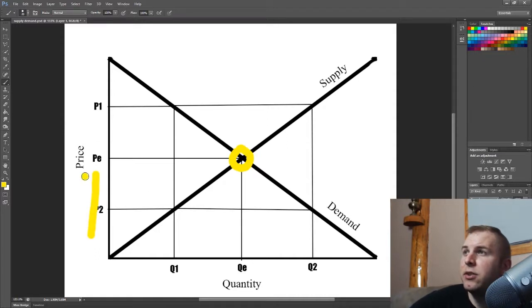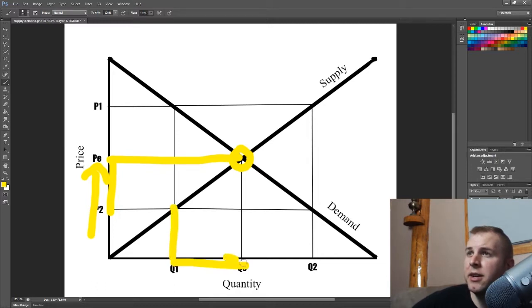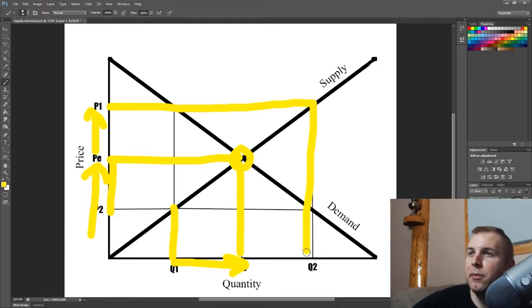As the price increases, or let's move from P2 to PE, that's that much increase. Then you move from this many people wanting to supply it to this many people wanting to supply it. So as the price increases, look at that, more people want to sell.